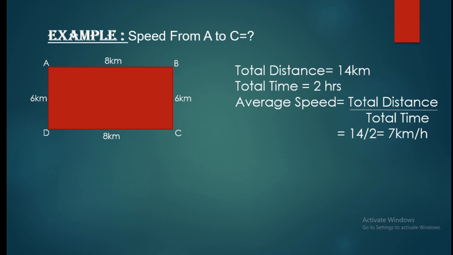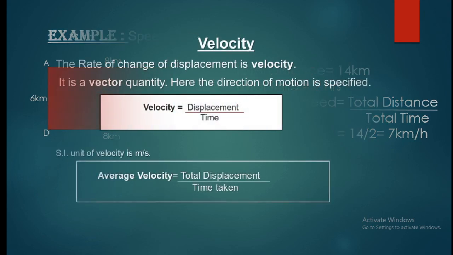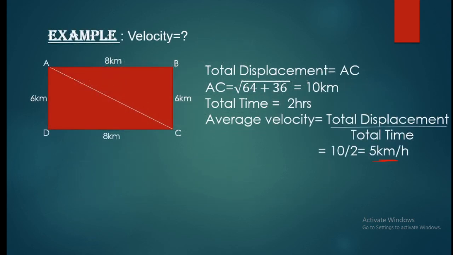So what was my speed in the same example? That is 7 kilometers per hour. But what is my velocity? 5 kilometers per hour. So you can see the difference. Velocity can never be greater than your speed.